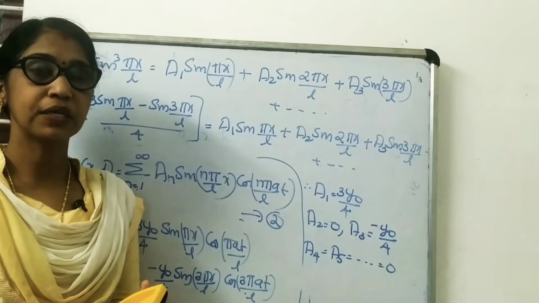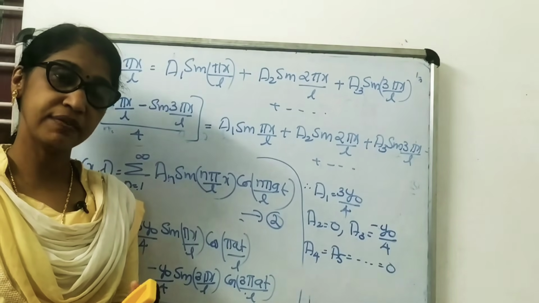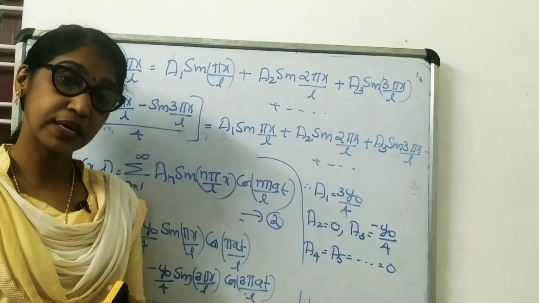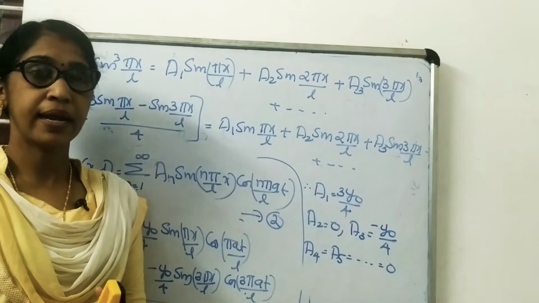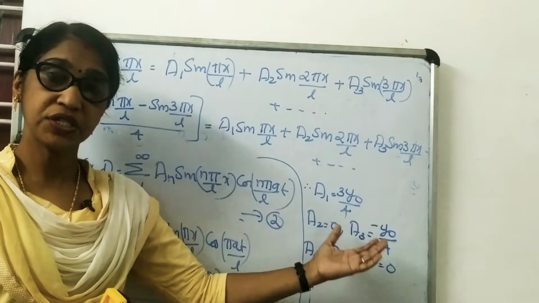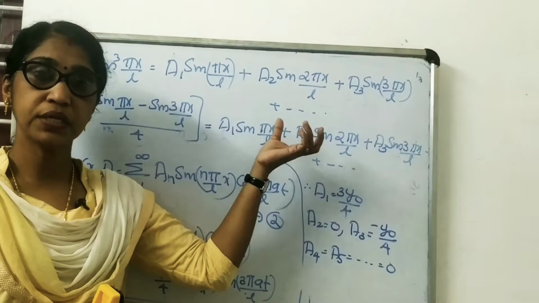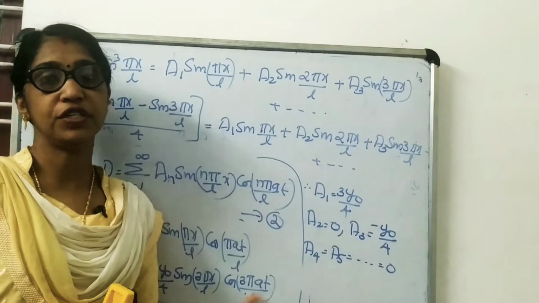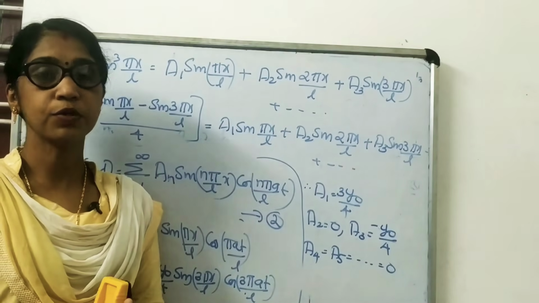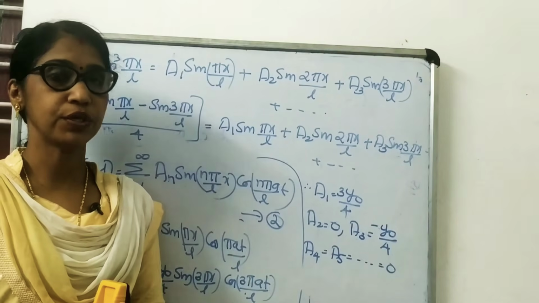So this is the method of solving the wave equation. First we write the wave equation, then we write the boundary conditions and initial conditions, and identifying which initial condition is 0, we write the solution of the wave equation and then find out the Fourier coefficient. So this is the procedure for solving the wave equation.